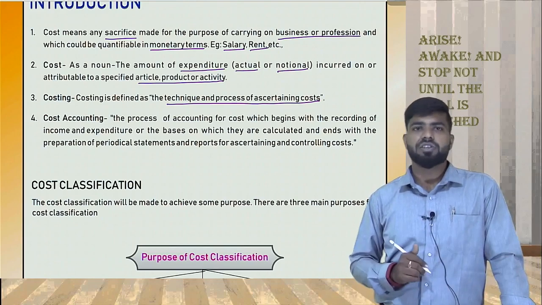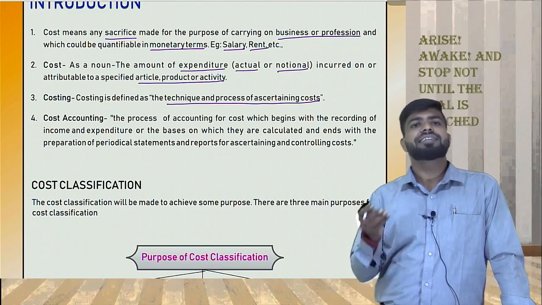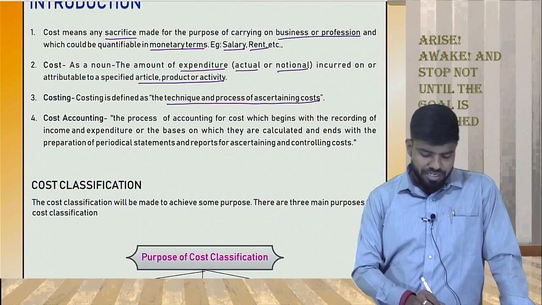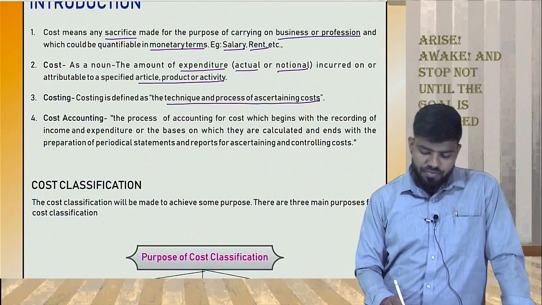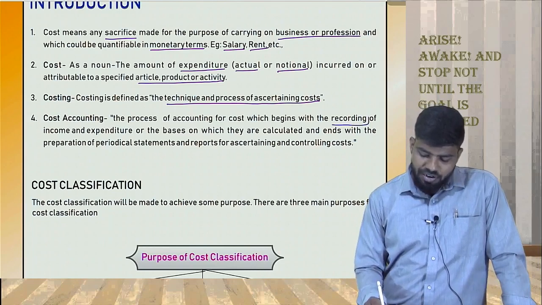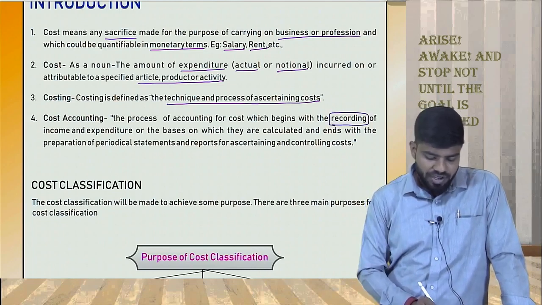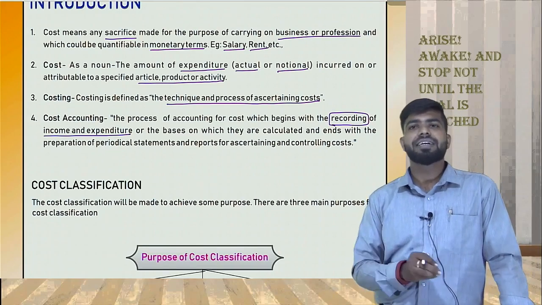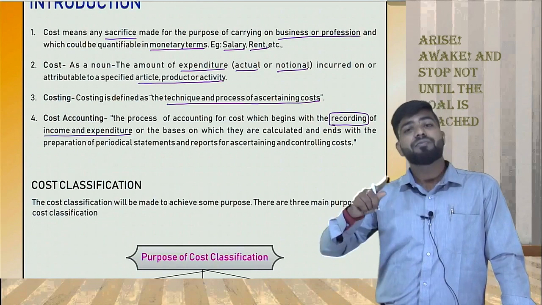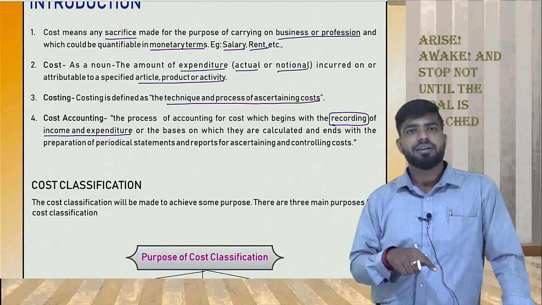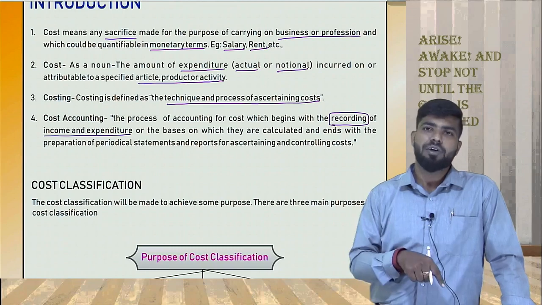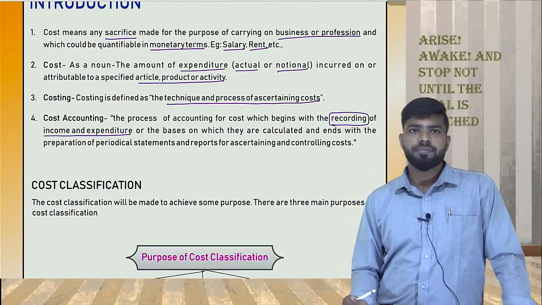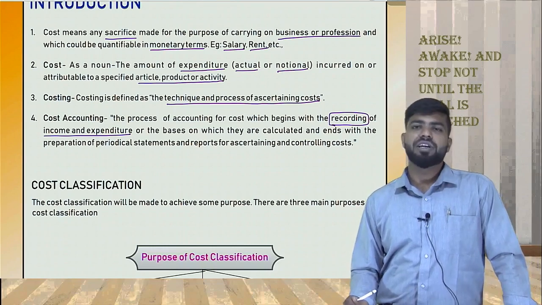Understanding? That is called as the costing. And we already discussed the cost accounting. What is cost accounting? Recording of cost transactions. So if you look at the cost accounting, the process of accounting of cost which begins with the recording of income and expenditure. I told you cost transactions. So here we are mentioning that income and expenditure, and using that income and expenditure accounting, we are going to prepare the statements. That is called as the cost accounting. Estimated statements is called as the cost accounting.